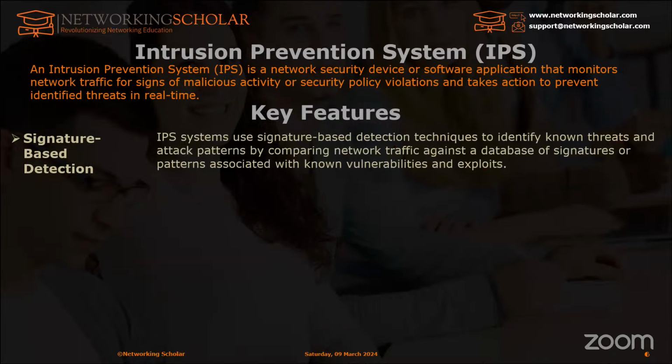IPS systems use signature based detection techniques to identify known threats and attack patterns. If there is some attack pattern in the network, whether it is coming from outside or initiated from inside, it is going to check everything based on signature, and it will allow that traffic, or it can deny as well, based on the database.